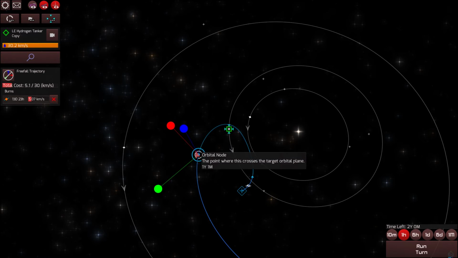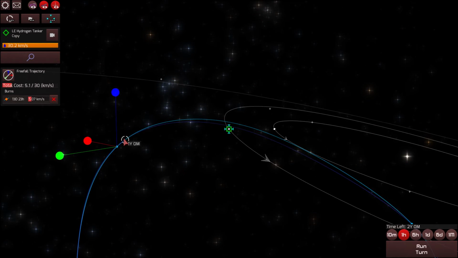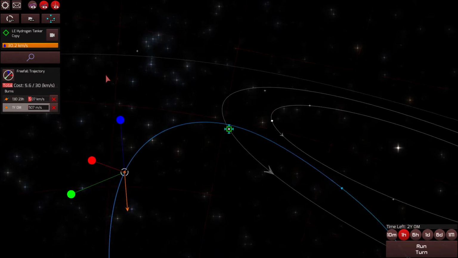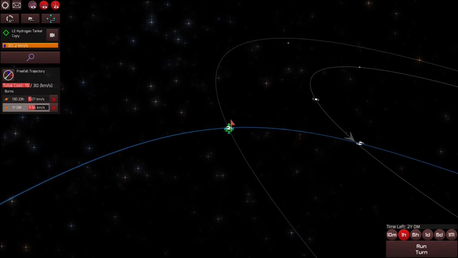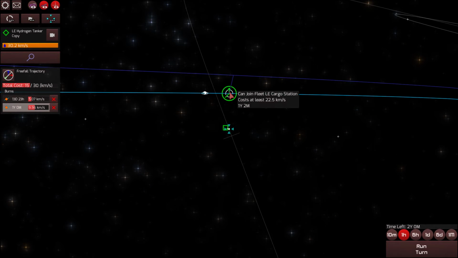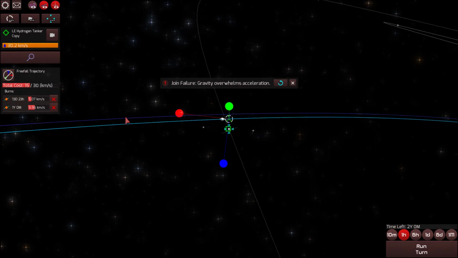We can select the orbital node here, and we want to do another trajectory burn here so we can match planes with Mars. We want to do it at the orbital node, and we just want to bring ourselves even closer into Mars. Yeah, that's looking pretty good. Now we have an opportunity to join the cargo station, but I bet that's not going to work. Yeah, we're going to need to do this manually.